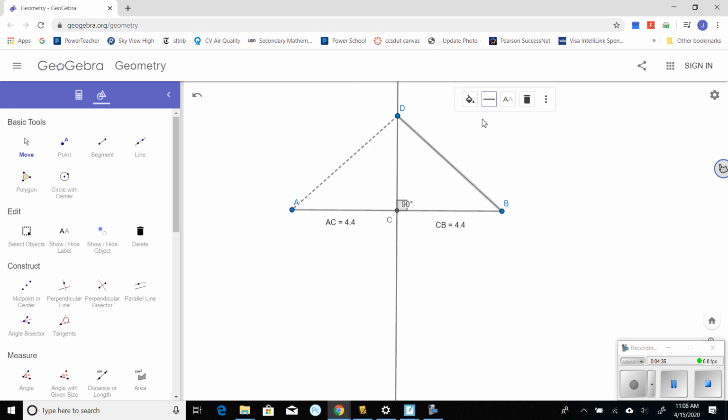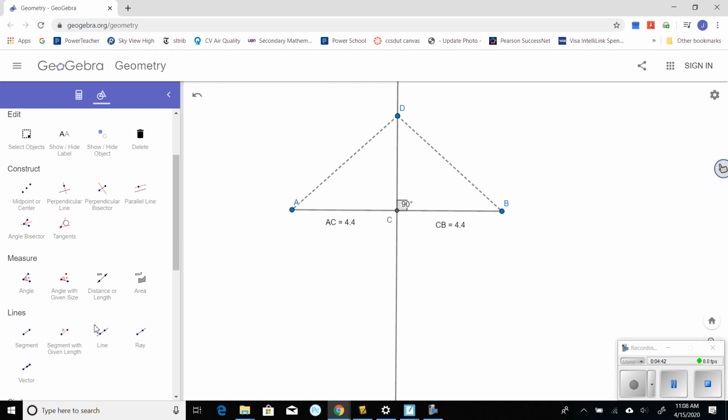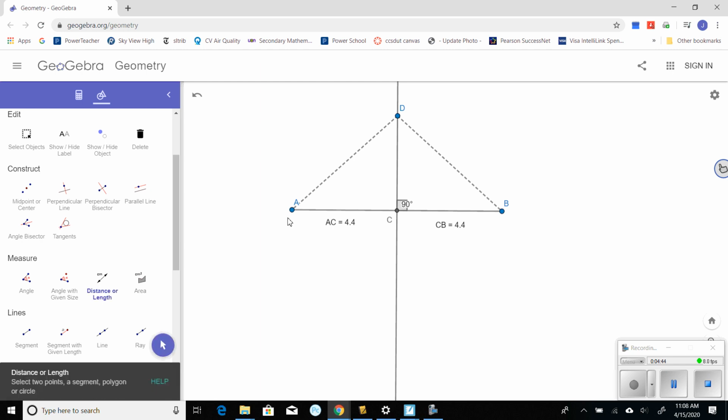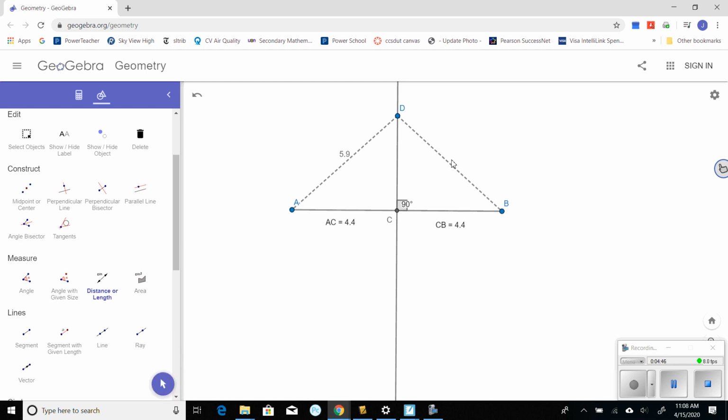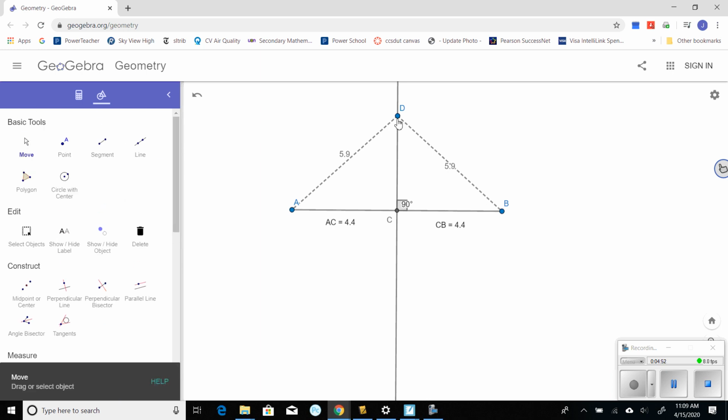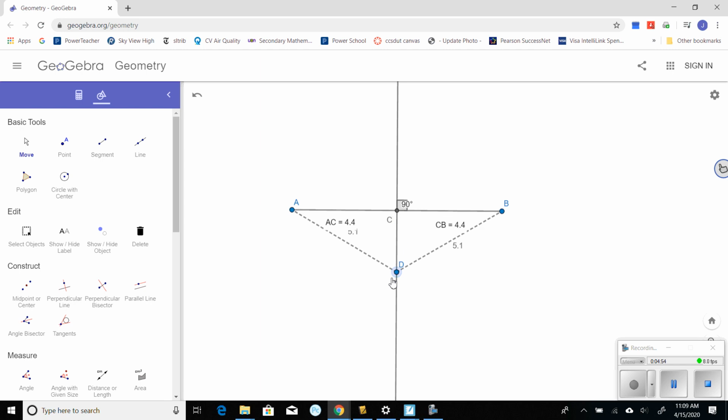Make that one dashed, make that one dashed. Then I'm just going to measure those. So come back down to my measuring down here, distance or length. I'm going to click on that one and that one. What we should discover is if you take a point anywhere on the perpendicular bisector, it doesn't matter where I am, it should be equal distance, right?